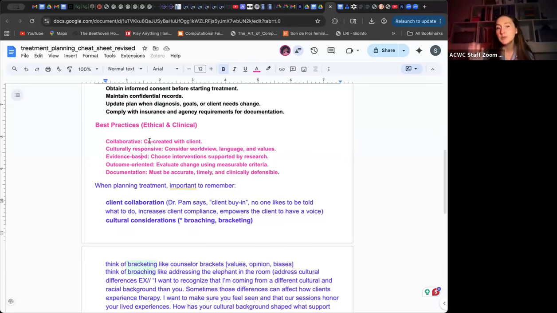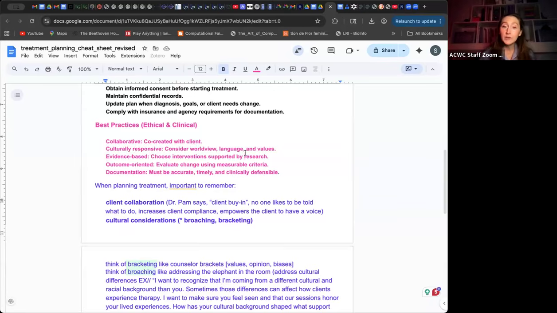Some of the questions will also be more like, do you know that the treatment planning is culturally responsive? Even though it's embedded in treatment planning, it can be checking: do you understand that the treatment planning should be culturally responsive to the client you're working with? They can check things like, when you create the treatment plan, you should take into account this person's worldview, their language, and their values. All of that could be checked. It's also going to check, do you know it's supposed to be evidence based? All the interventions used are supposed to be supported by research.